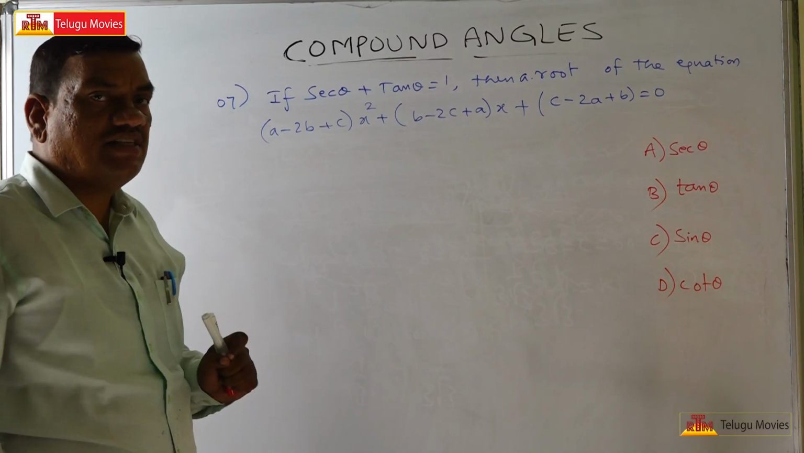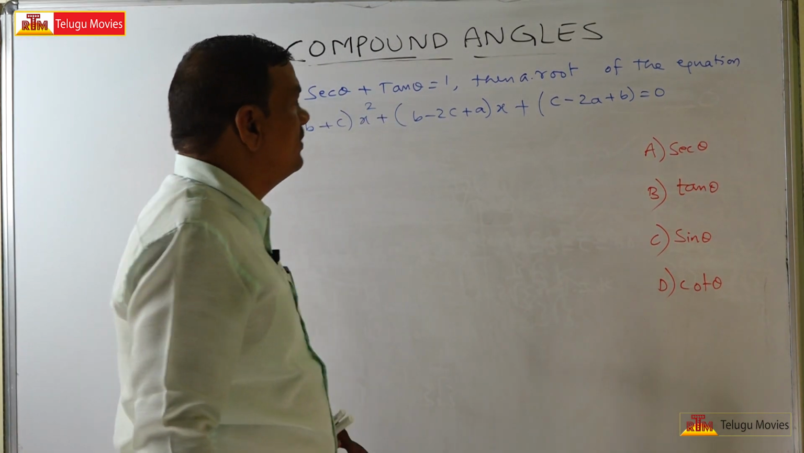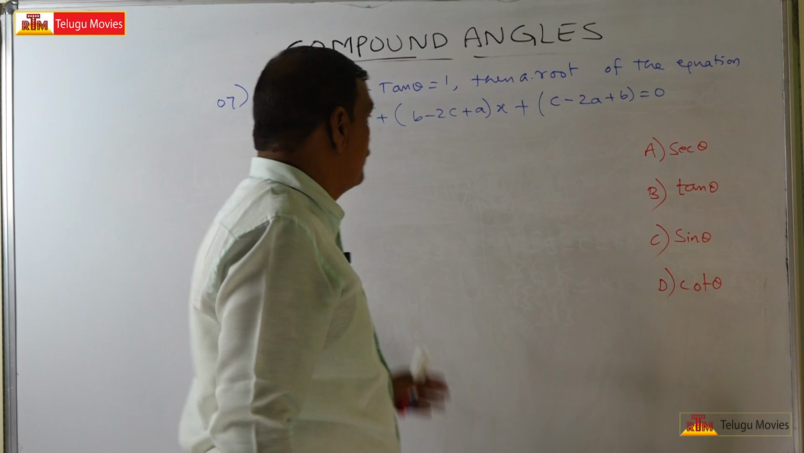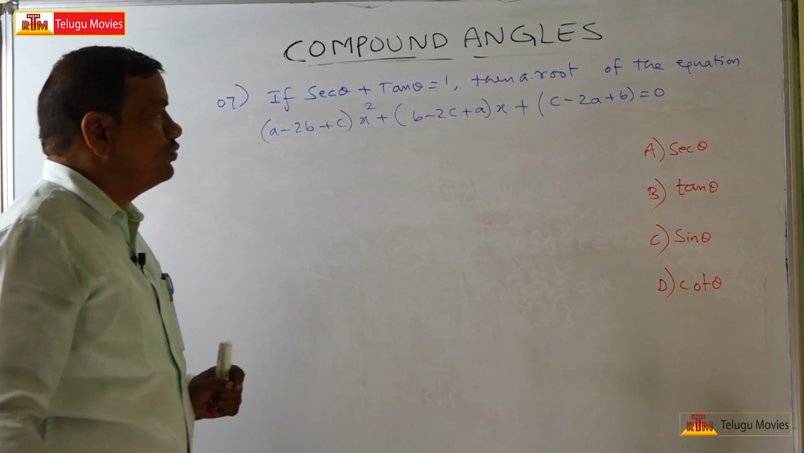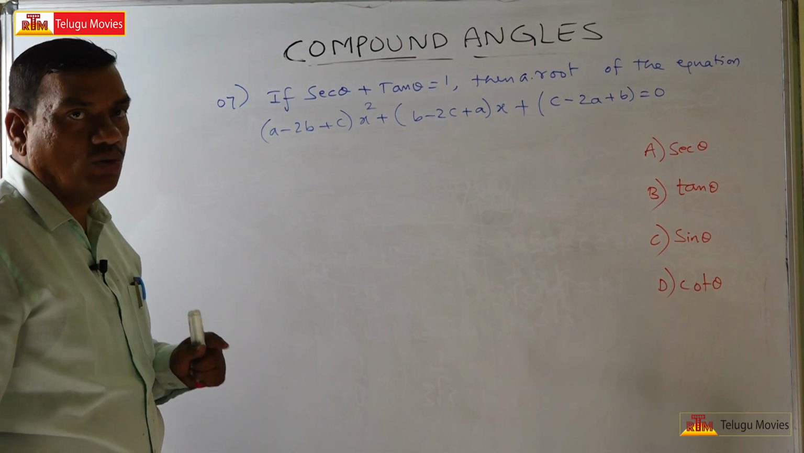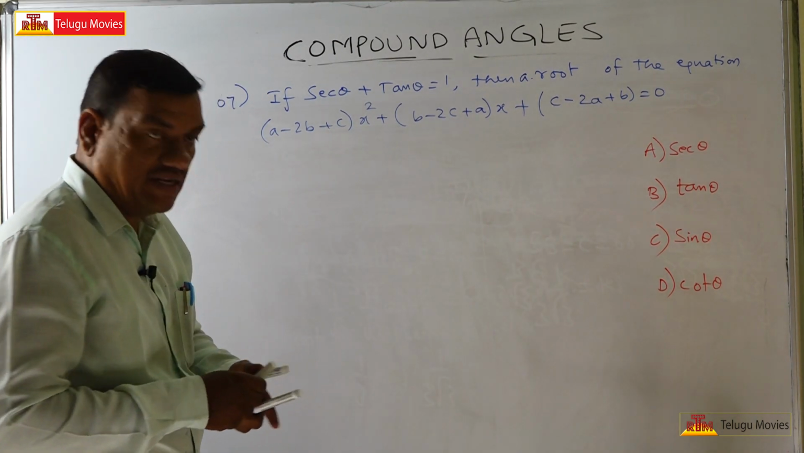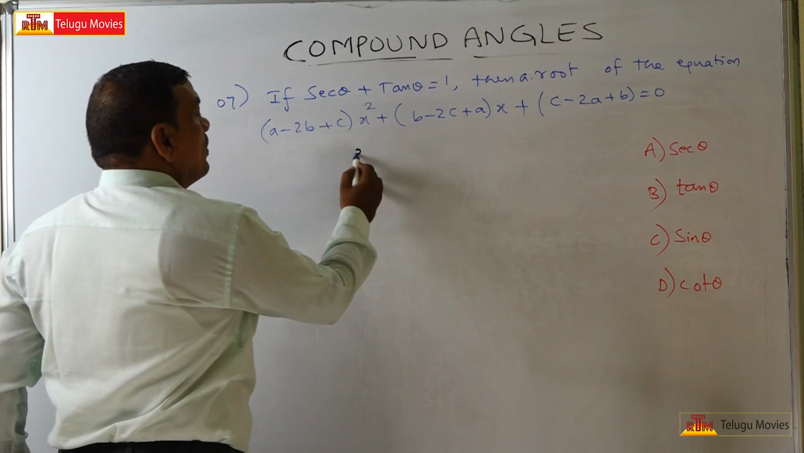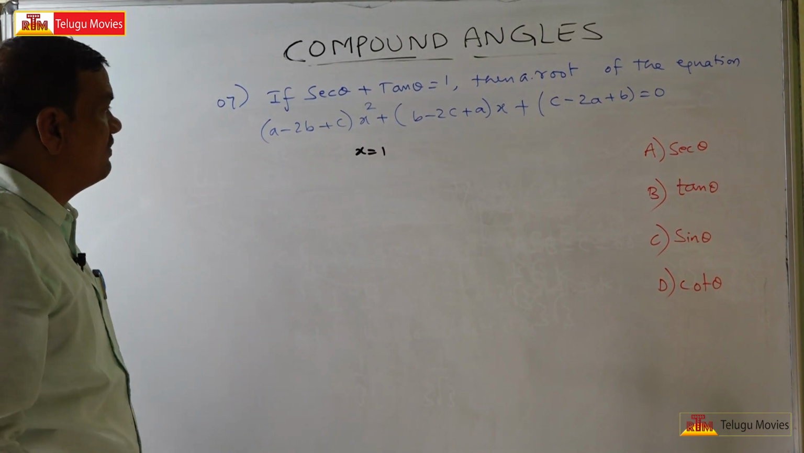So, one of the very nice interesting problems. If secant theta plus tan theta is equal to 1, then a root of the equation (a minus 2b plus c) x square plus (b minus 2c plus a) x plus (c minus 2a plus b) is equal to 0. If you observe here, anybody can say if you put x is equal to 1, this equation will be satisfied.